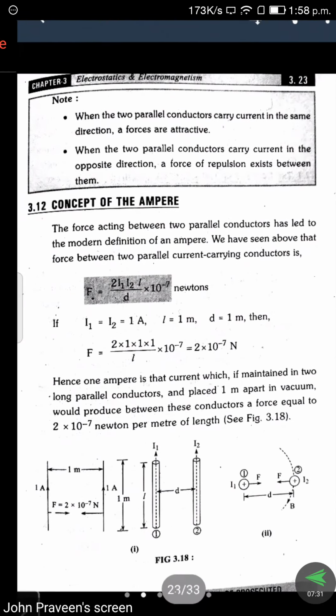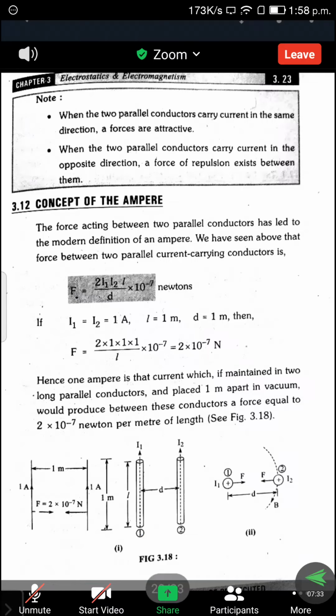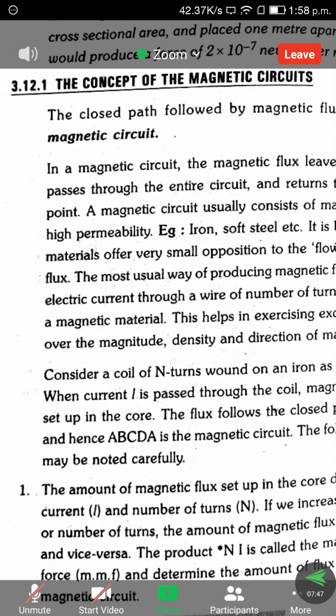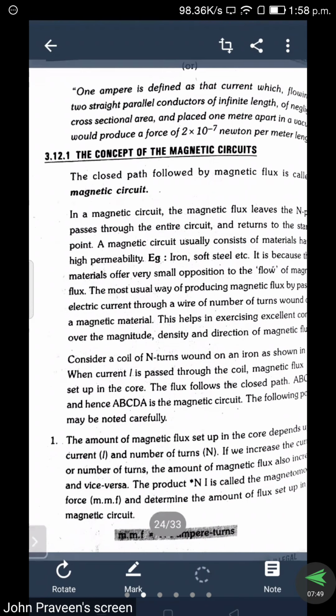Next, the ampere. There is no need to remember this derivation, we already derived it. F is equal to 2 into 10 to the power of -7 newton. That is the force acting on one conductor as a result of the other conductor. So no need to remember that, but the definition is important.